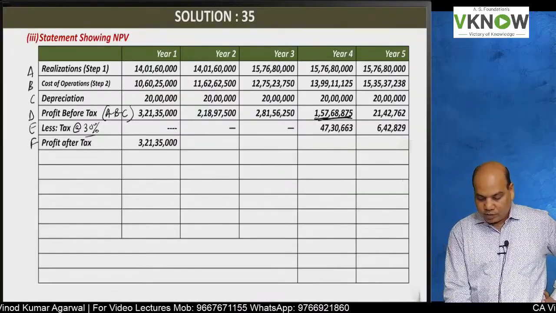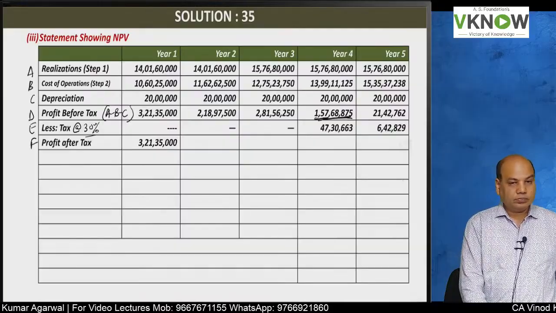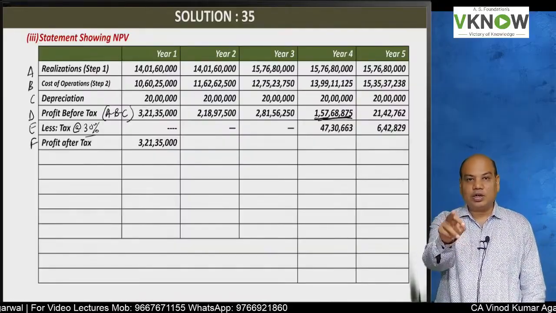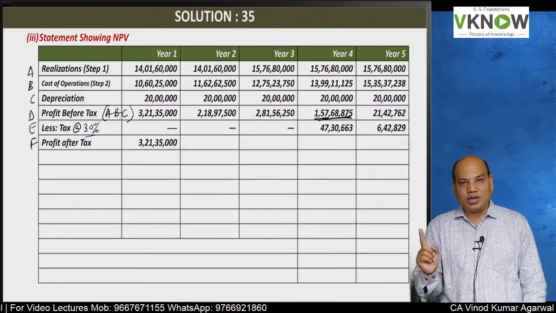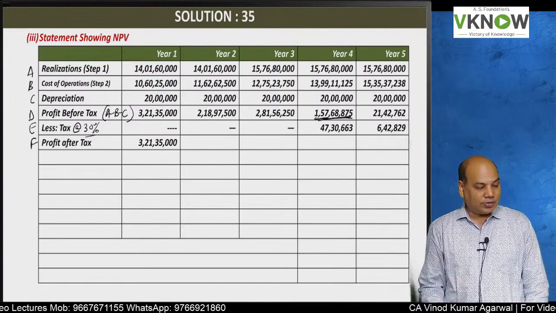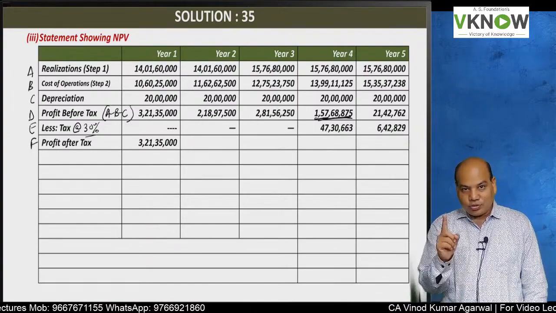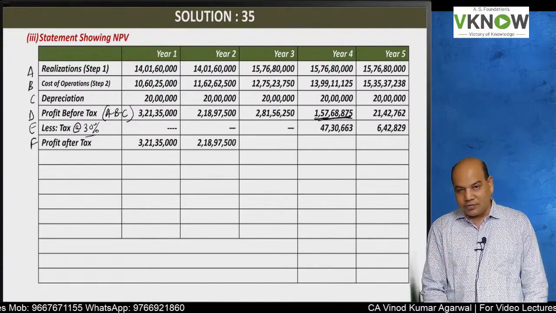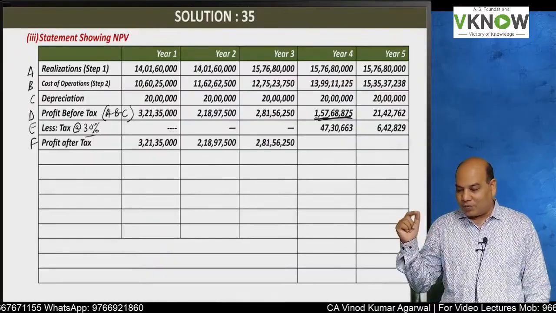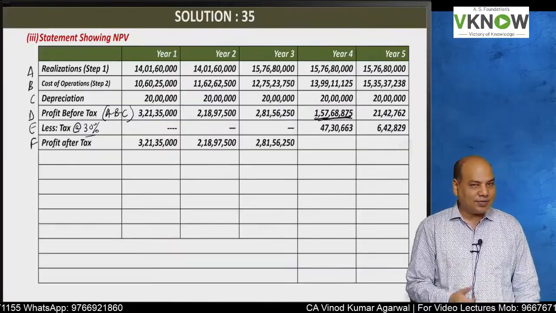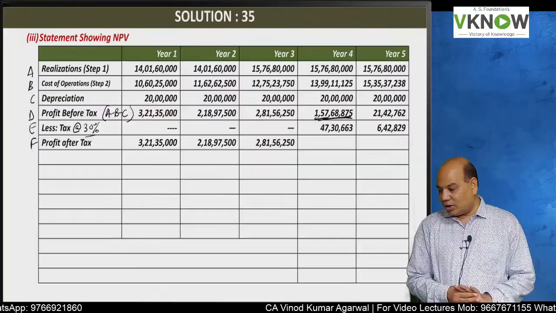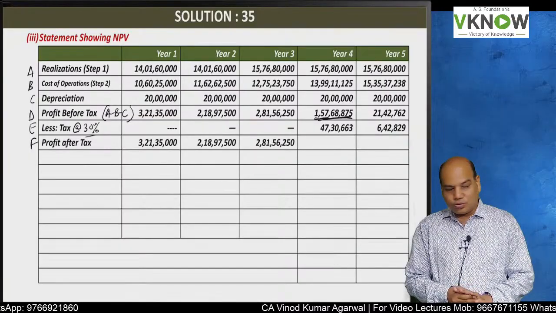Point number F, profit after tax. Come on, profit after tax for the first year, second year and third year, I will tell you without a calculator. Check my ability. First year 3 crore 21 lakh 35,000. Second year 2 crore 18 lakh 97,500. Third year 2 crore 81 lakh 56,250. Yes, without calculator. The last two easy ones you will try.